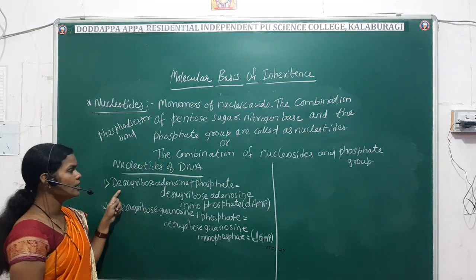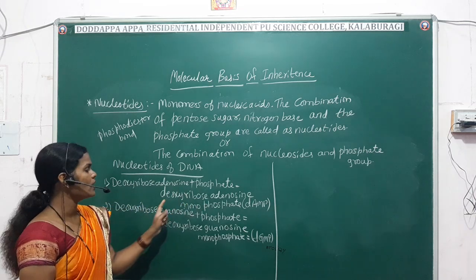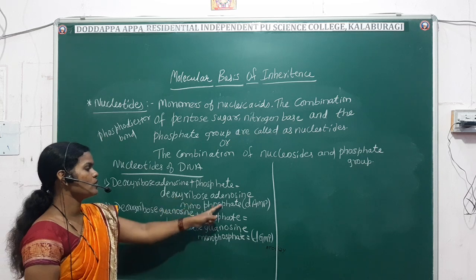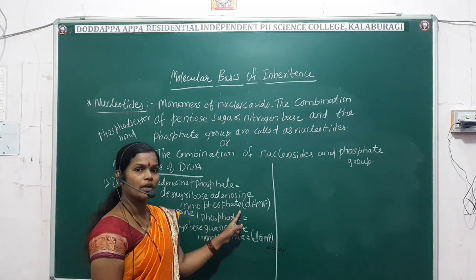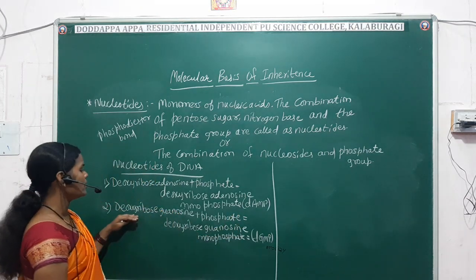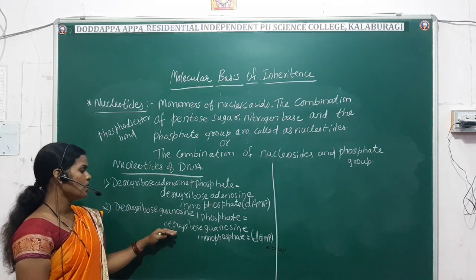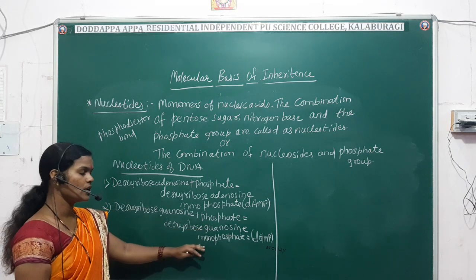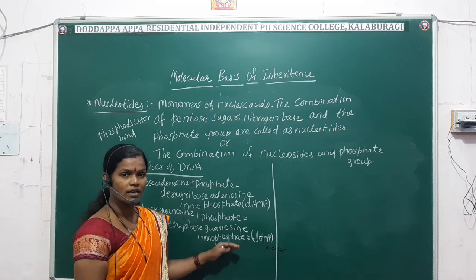So here, nucleotides of DNA: deoxyribose adenosine plus phosphate is equal to deoxyribose adenosine monophosphate, in the bracket you can write DAMP. Then deoxyribose guanosine plus phosphate is equal to deoxyribose guanosine monophosphate, in the bracket you can write DGMP.